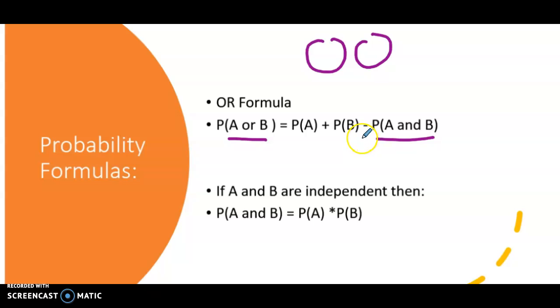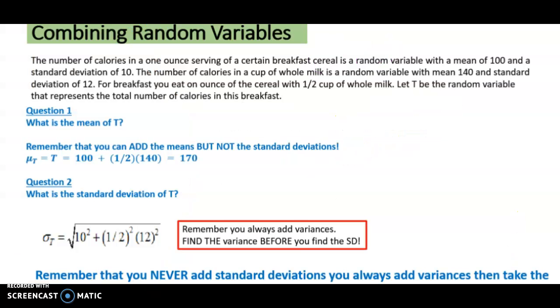If they do intersect, then you'll either be given that probability, or remember, if they're independent, then the probability of A and B is the same as the probability of A times the probability of B. So you can actually multiply those two together if you know that they're independent and do that subtraction if you're not given the probability of A and B.